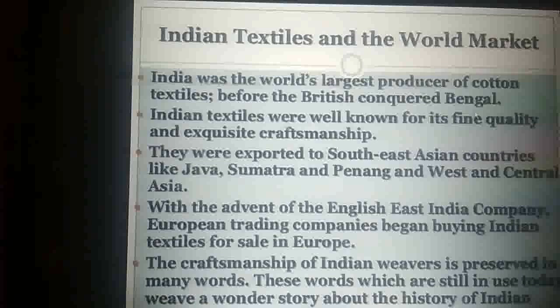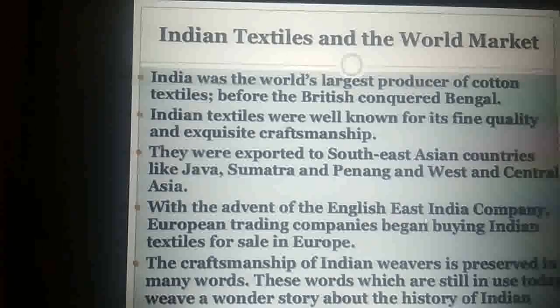When we look at Indian textiles and the world market, India was the world's largest producer of cotton textile before the conquest of Bengal by the British East India Company. Indian textiles had a good market in different parts of the world because of their fine quality, floral designs, etc. The main importers were Southeast Asian countries, Java, Sumatra, Penang, and West and Central Asia.